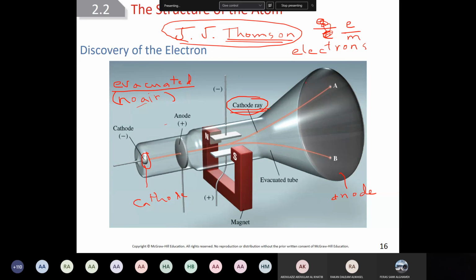So what I want you to know from this slide: what's the name of the person? Thomson. What's the name of the experiment? Cathode ray. What did he find, or what did he propose? That the atom consists of what? Electrons. What did he calculate? He calculated the E to M, which is called, look here, charge to mass of the electron. E to M, charge to mass. I want you to memorize E to M, and it is the charge to mass. He found the charge to mass.